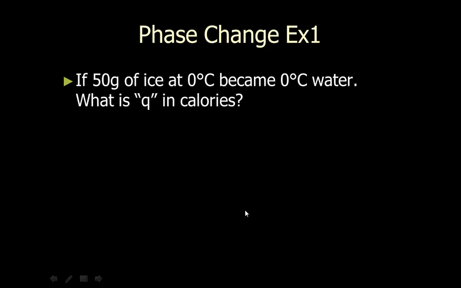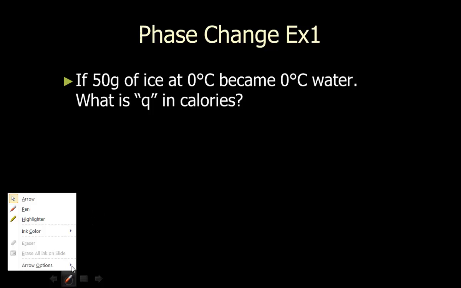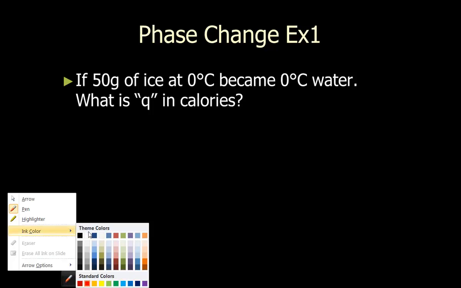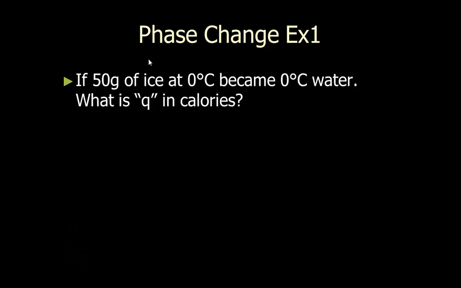Alright, so the first thing we're going to do is an example where we calculate a phase change. So let's take a look at this question. We're starting with 50 grams of ice at 0 degrees Celsius. And one of the things we'll take a look at is what's given to us. So let's go ahead and circle what's given to us. We're given 50 grams. We're going to identify this as a mass.